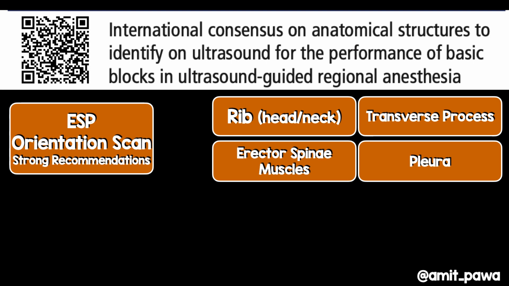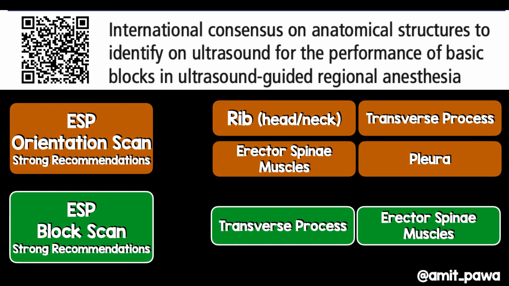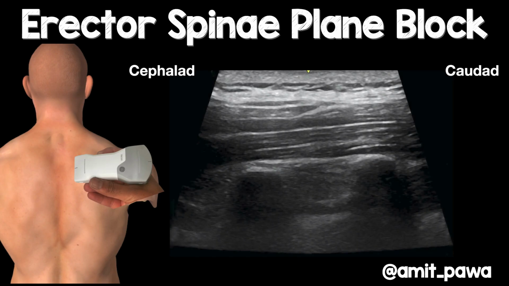And this had strong recommendations from that group. They had strong consensus on that. When it came to actually the scan that you need to produce to perform the block, there were only two components they said that group of people thought were essential to identify, and they had consensus on. That was a transverse process and the erector spinae muscles. So let's have a look at that.